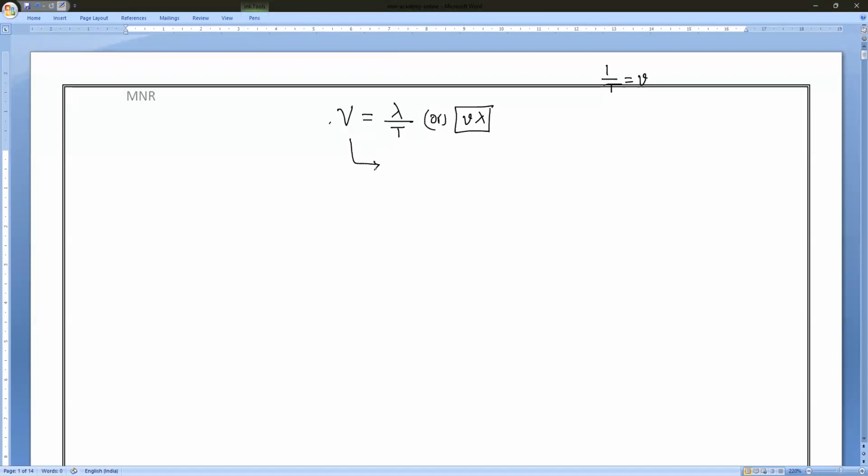So what is the unit of wave speed? Anybody? Unit of wave speed. Speed unit only. What is the unit of speed? Meter per second. So the unit of wave speed is also meter per second.